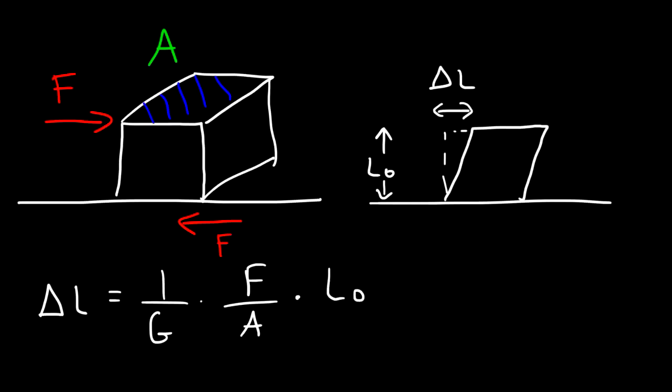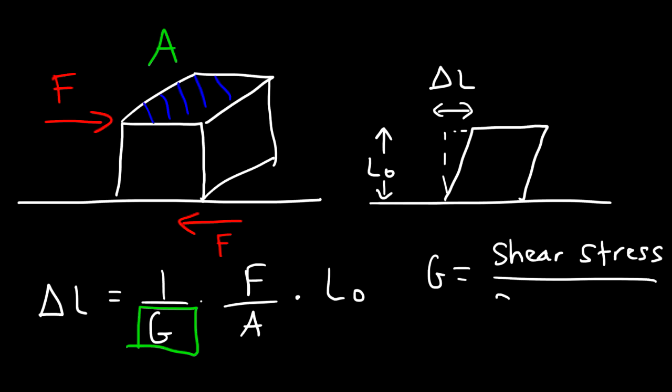Now this equation is very similar to the last example. The only difference is we have a G instead of E. E represented the elastic modulus, which is the ratio between stress and strain. In this example, G is the shear modulus, which is the ratio between shear stress and shear strain. So it's still stress over strain, but just with a different type of situation.